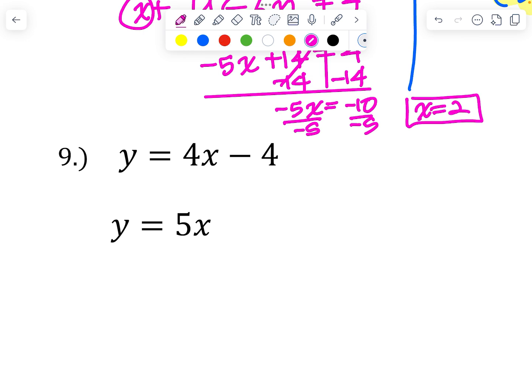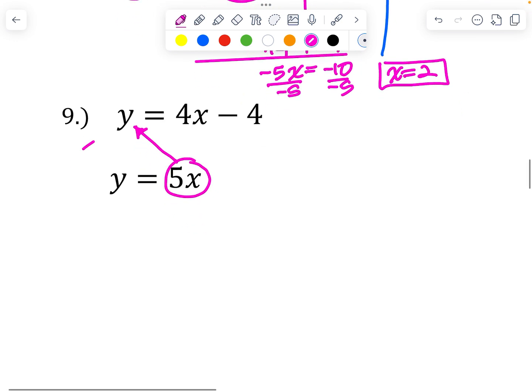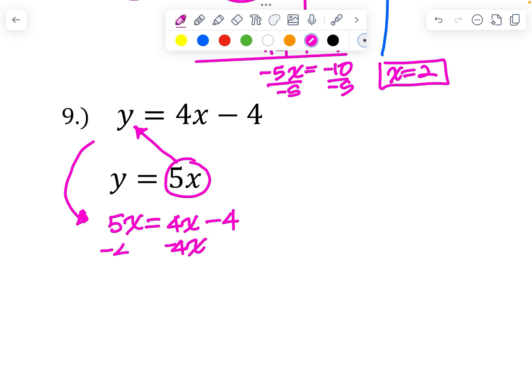Okay, I think this one will be the easiest if I plug in 5x in the place of y right there. Nice and simple. So I'm going to rewrite that as 5x equals 4x minus 4. Subtract 4x on both sides. So I get x equals negative 4.